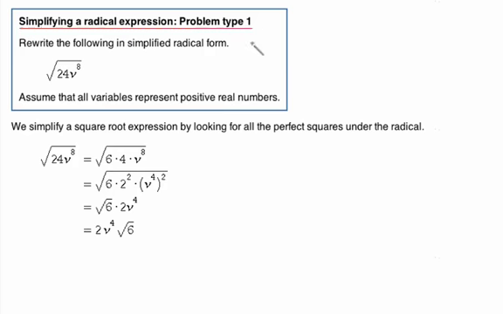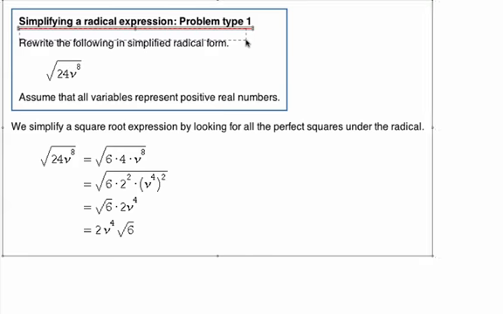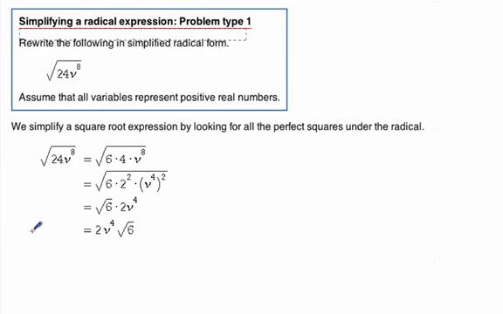Here we'll look at simplifying a radical expression, problem type 1. We want to rewrite the following in simplified radical form and assume that all variables are positive, of course, because if we don't make that assumption, then we can't simplify, because the square root of a negative number is beyond the scope of algebra. So let's take a look.